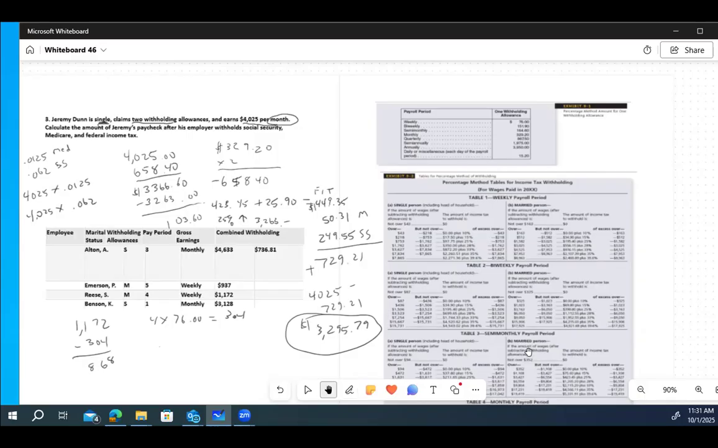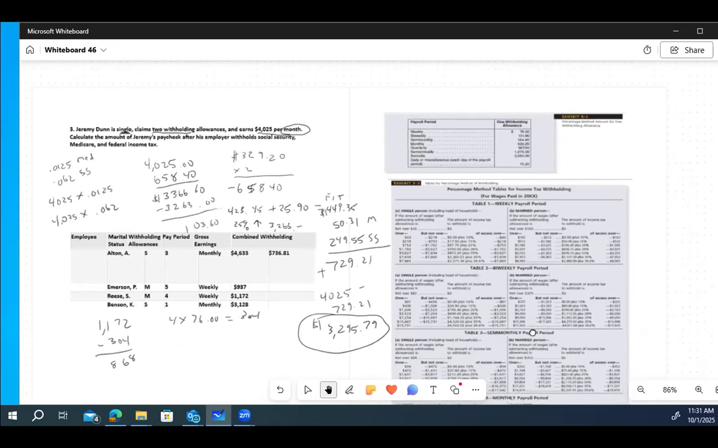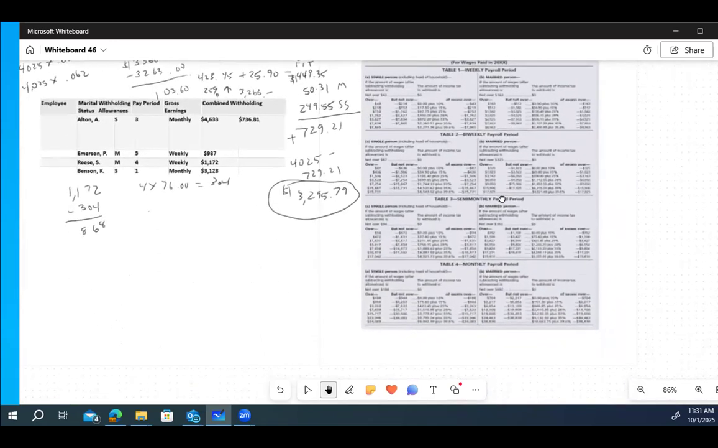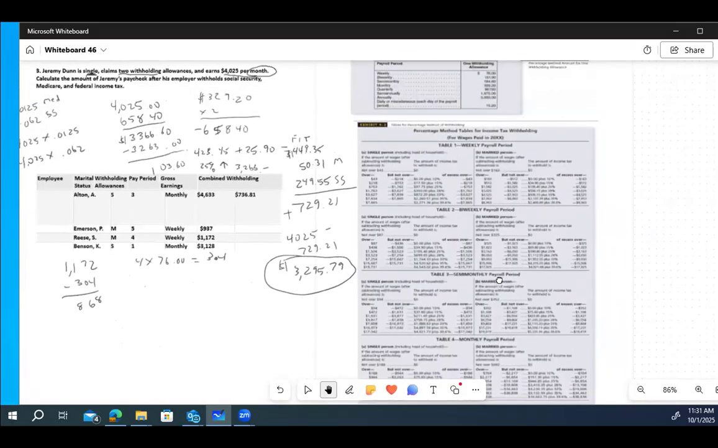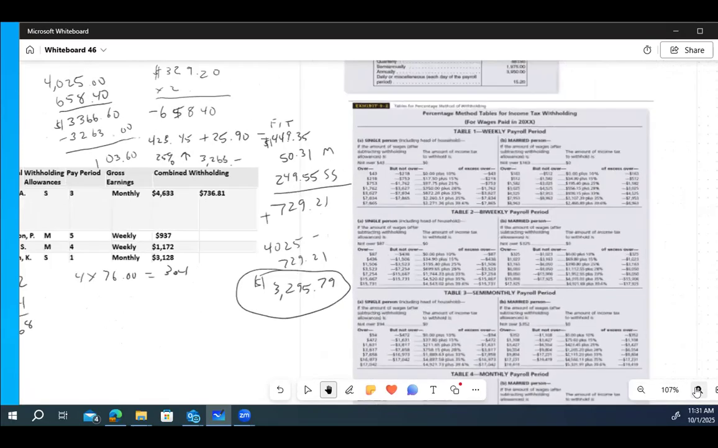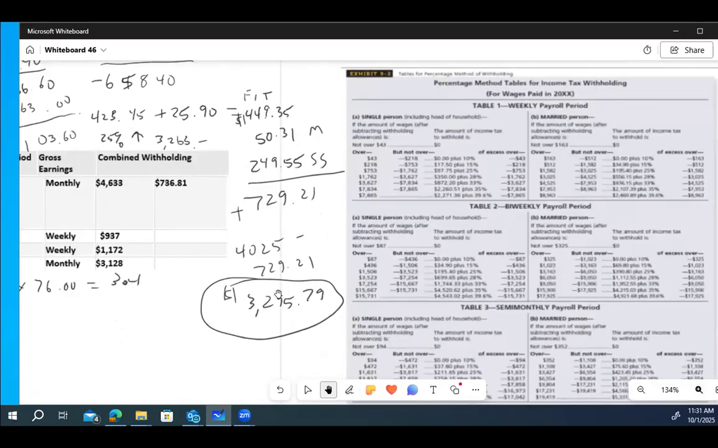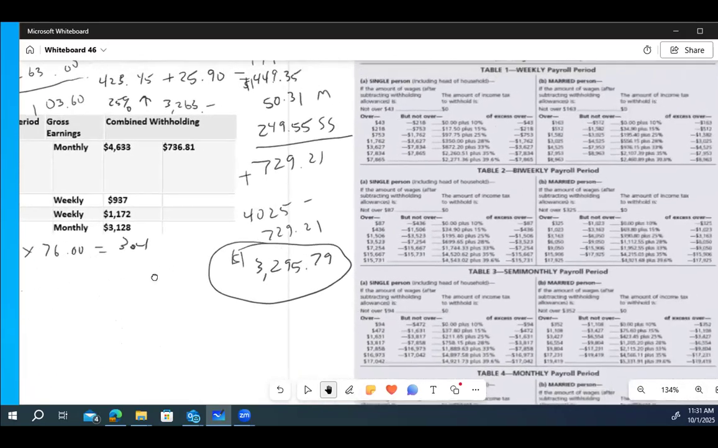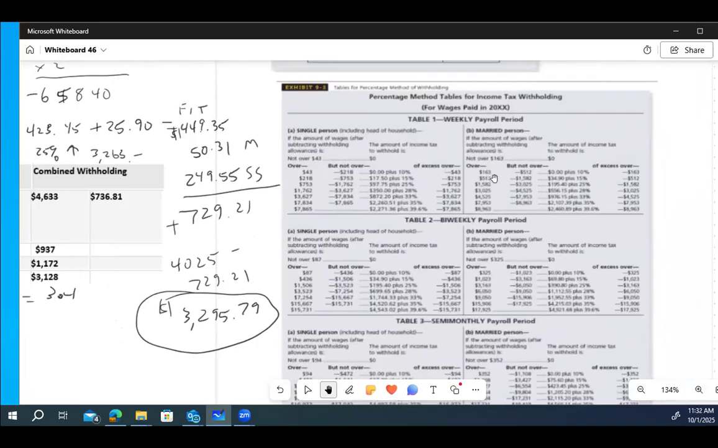But again, Mrs. Reese is paid weekly, and they're married. So we can come down here to weekly, table 1, married, weekly. And I can't read it now. Let me blow it up some more. Help a little bit. All right, she said her taxable income is 868. So that falls here into the second column. So that's 3490 plus 15% of everything above 512.